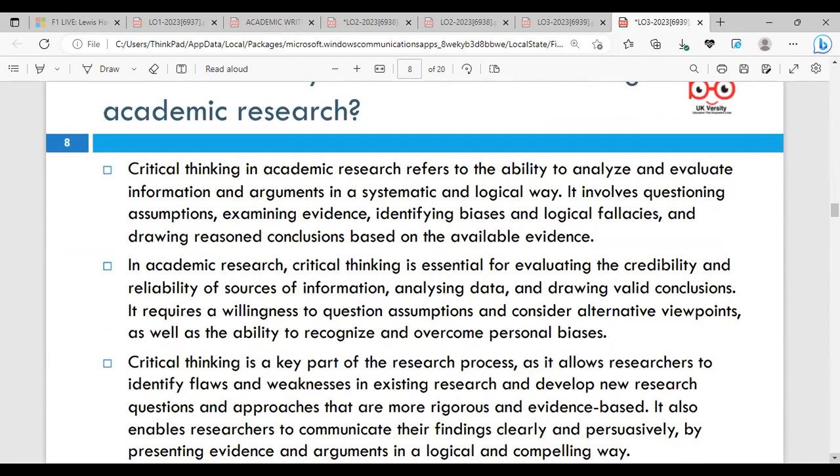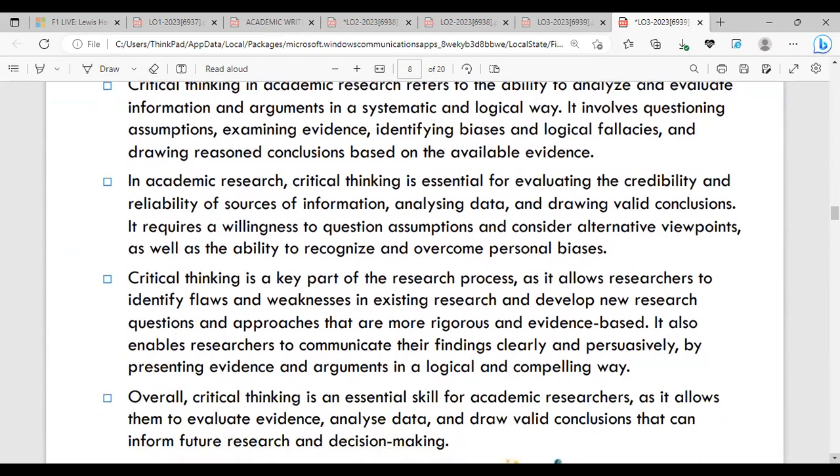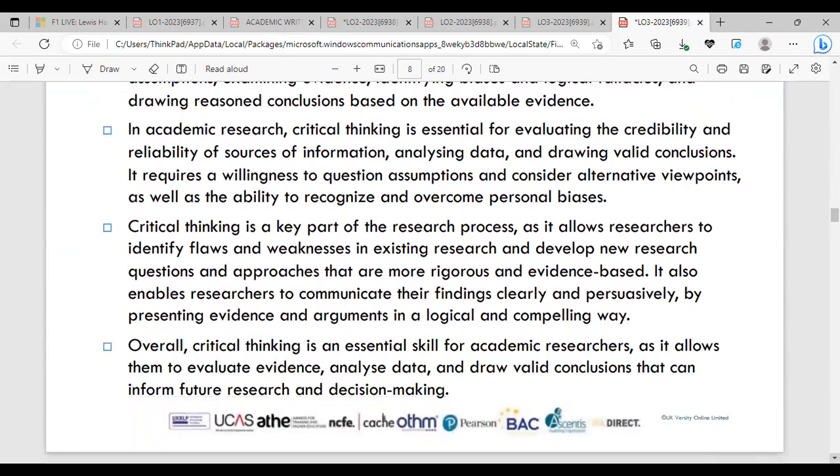Critical thinking refers to the ability to analyze and evaluate in systematic and logical ways. Examine evidence. In academic research, critical thinking is essential to evaluating. You always have data, you have a counterargument, and then you draw your conclusion and recommendation, considering alternative viewpoints. Yes, that is quite crucial.